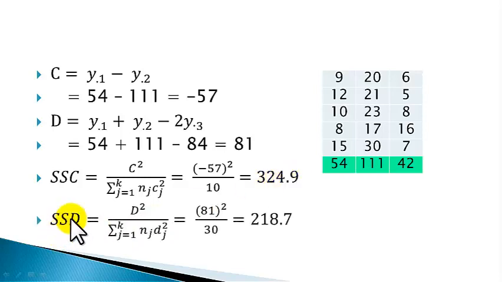Similarly, we compute the sum of squares of contrast D as follows: D squared all over the sum, as j goes from 1 to 3, of nj dj squared. Again, n1 is 5, n2 is 5, and n3 is 5. Then d1, the coefficient of y dot 1, is 1, d2 is 1, and d3 is minus 2. So putting them in here, that will give us the sum to be equal to 30. So the sum of squares of contrast D is 81 squared all over 30, and that will give us 218.7.